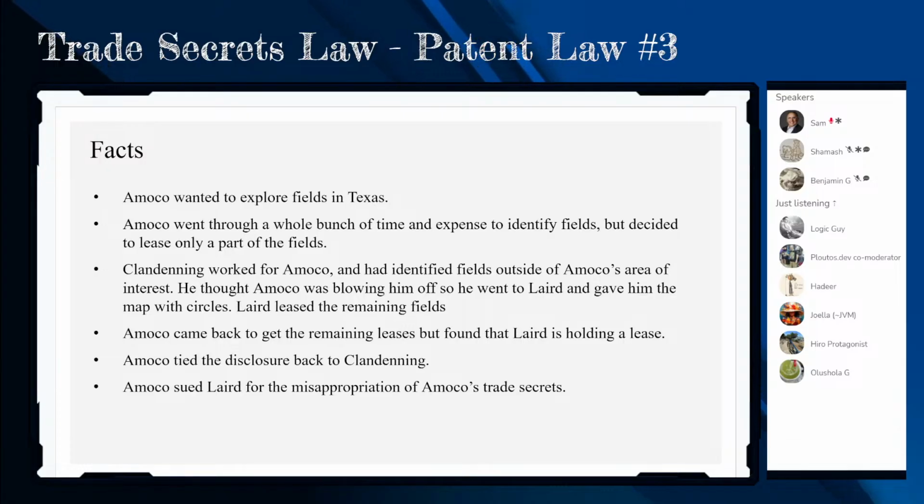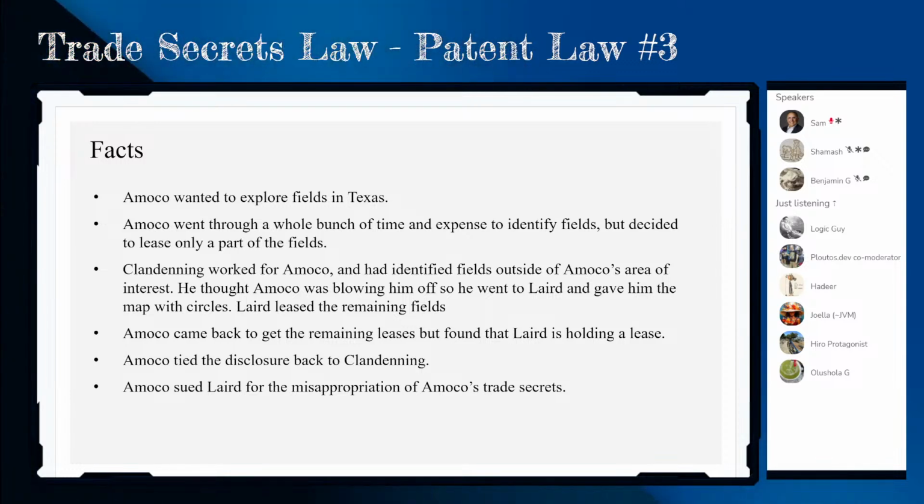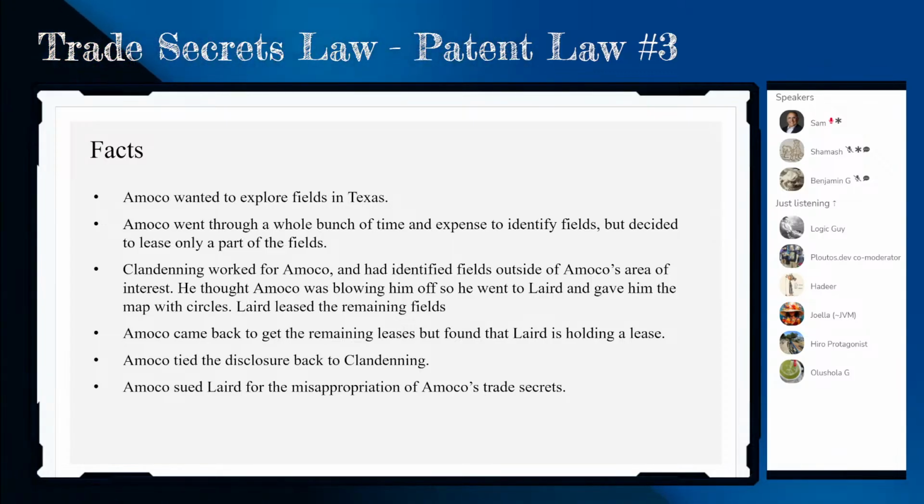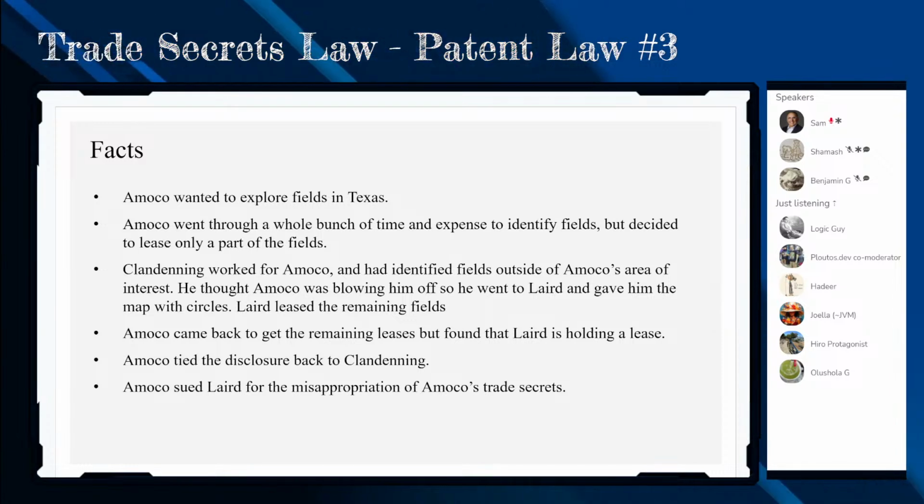Amoco tries to figure out how Laird figured out that these fields existed and figures out that Clendening gave the map to Laird. And so Amoco sues Laird for the misappropriation of Amoco's trade secrets. So the first question here is, why is Amoco not suing Clendening? Shamash or Benjamin, do you guys have an answer for that? I'm not sure. Maybe because he's not the one who benefited, like financially speaking. Okay. No, he did because he got paid for giving the information to Laird.